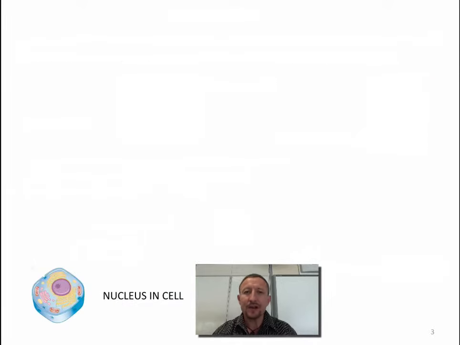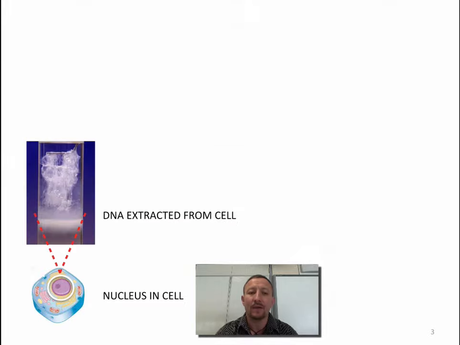We start off, as you can see in the bottom left-hand corner, with the nucleus in the cell. Remember, the nucleus is where we find all of our information. That nucleus can then be broken down. This is an example of some extracted DNA from a cell, and it just comes up as white fibers. These are lots and lots of cells where all the DNA has been mishmashed together. But inside the cell itself, remember, for human beings, we have 23 pairs, or 46 chromosomes.